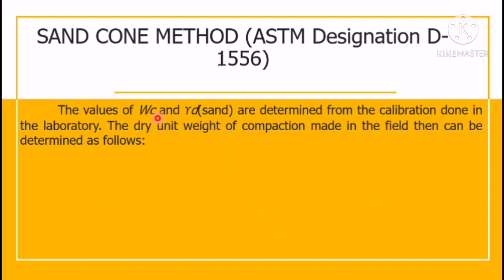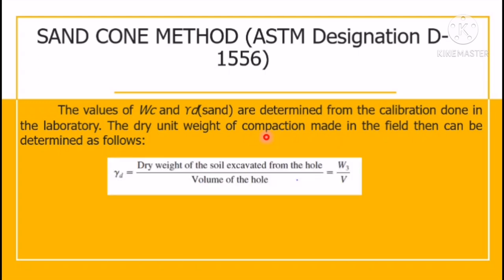sand, so this is the cone, and sand, the dry sand, the unit weight of the dry sand, are determined from the calibration done in the laboratory. So, predetermined na siya. The dry unit weight of compaction made in the field then can be determined as follows. So, yung dry unit weight natin ng ating lupa is equal to dry weight of the soil excavated from the hole. So, yung dry weight ng ating buong lupang in-excavate dun sa hole after nating i-oven, and then all over the volume of the hole.